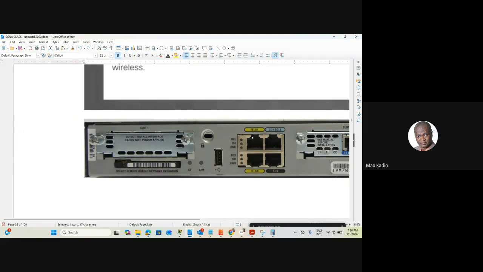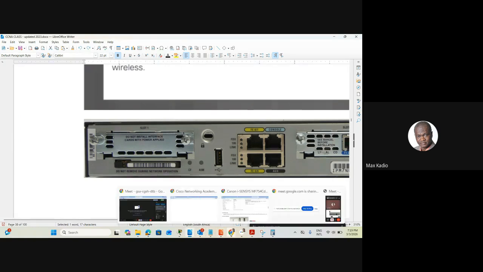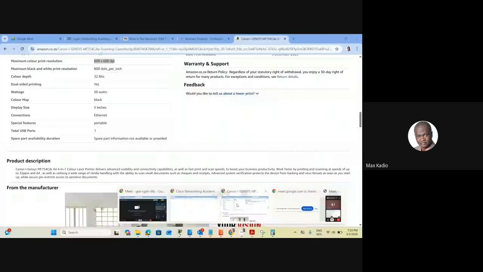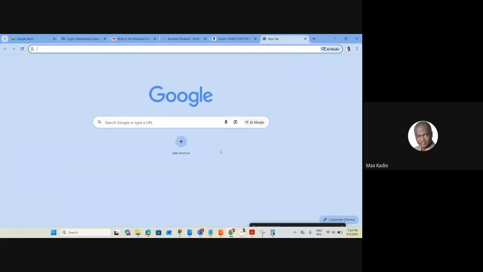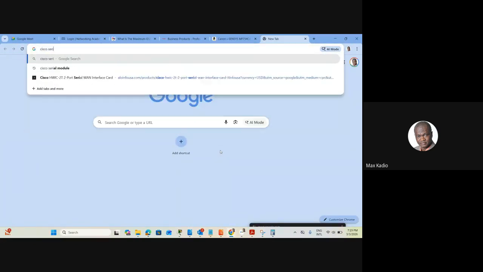Any other port is to connect the router to a switch. This one is a serial port. You must buy it and plug it in. It's to connect routers to routers. So when you have a router, the three main ports include the serial port. You buy a Cisco serial module.